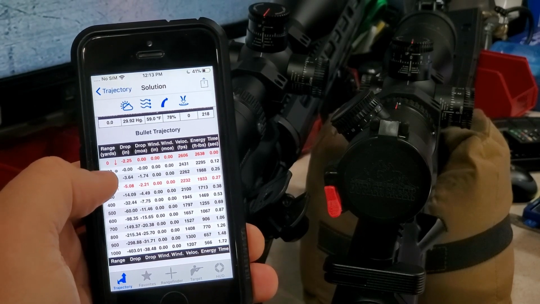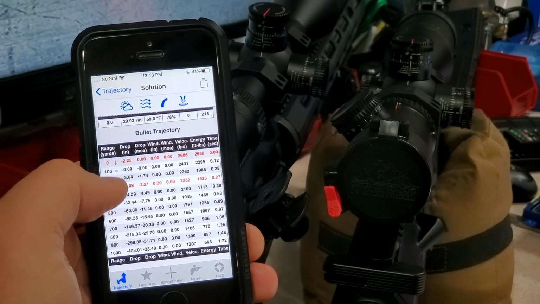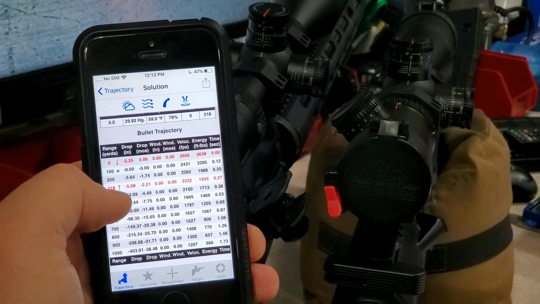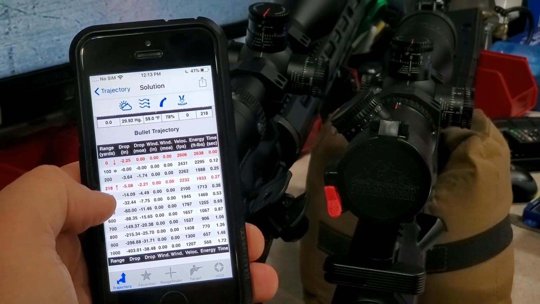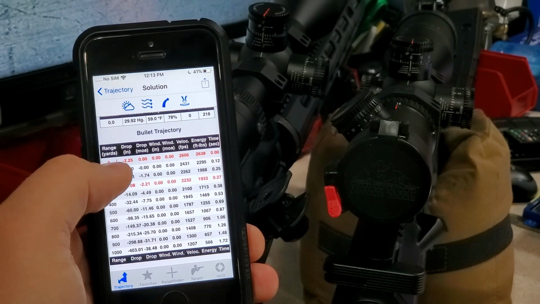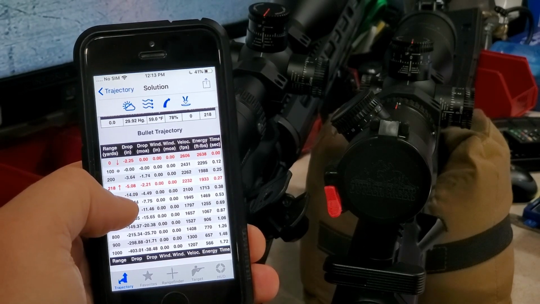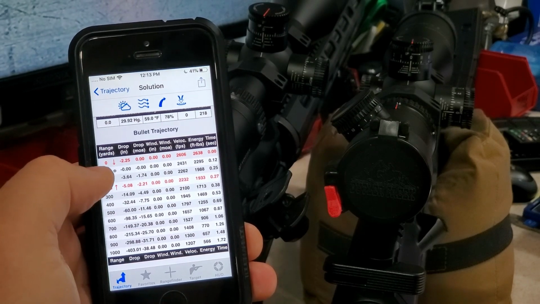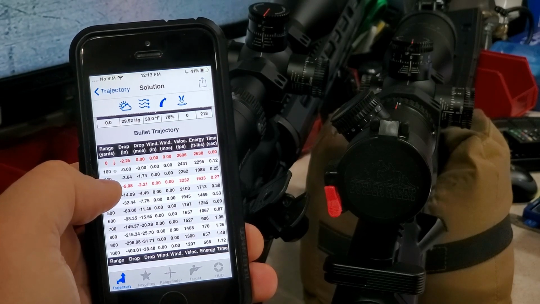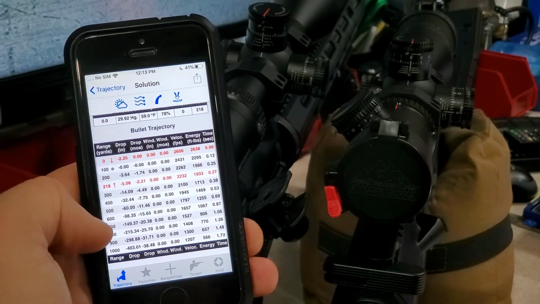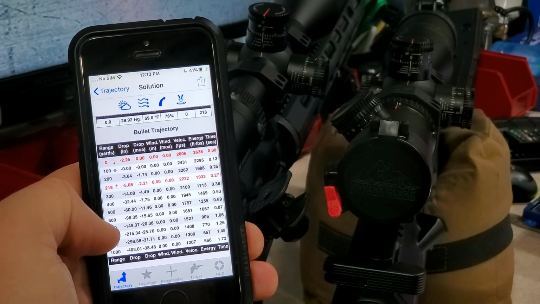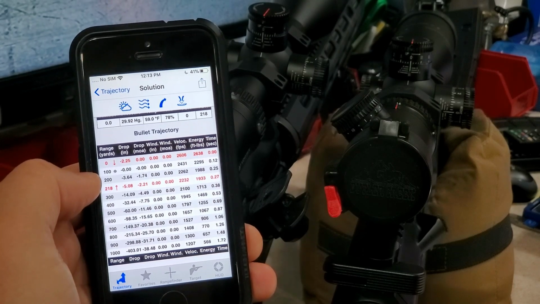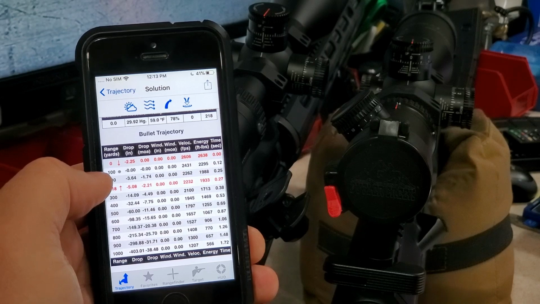You know, you could load up some hotter rounds and you could easily get that below 4 minutes of angle, but this is just an example. But at 300 yards, it's dropping 14.09 inches, and that at 300 yards represents 4.49 minutes of angle. So at 300 yards, you're at 4.49 minutes of angle, and at 1,000, that is dropping 403 inches or 38 minutes of angle. So this just kind of gives you a quick idea in regards to minutes of angle.